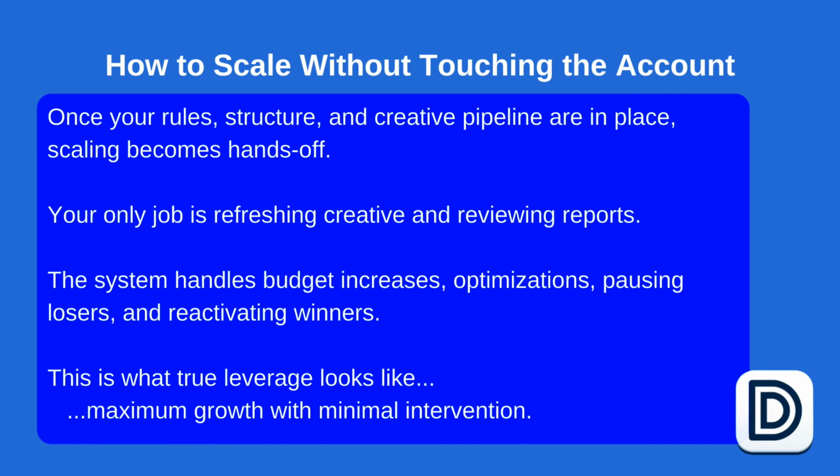Now, let's talk about how to scale without touching your account, because that's really kind of what this is hopefully delivering you, right? So once your rules, structure, and creative pipeline are in place, scaling really becomes hands-off. Your only job is to basically refresh creatives and review performance, maybe adjusting some thresholds of some rules, and ultimately figuring out what happens off the platform. Now, I've done this often where that testing process is constant, meaning we're always testing new things, but new ads don't really go live more than once or twice a month, sometimes once or twice a quarter. Because once you figure this out and those ads are getting turned off and coming back on, and you're resetting sort of your baseline, you don't need to do a lot more work.